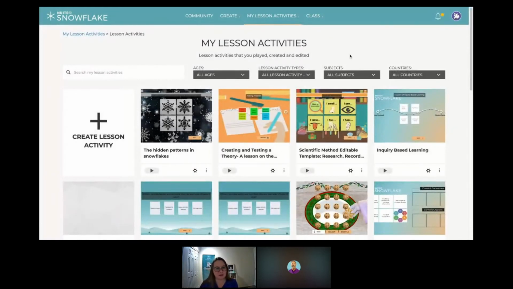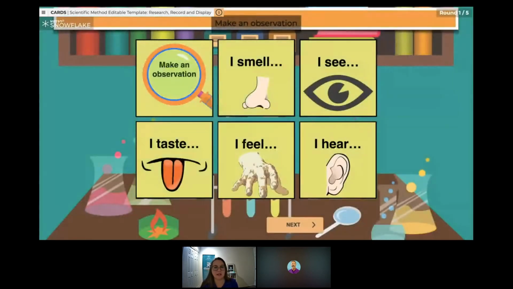A lot of inquiry-based learning follows that idea of the scientific method. So I want to share this one lesson. This would be great, obviously, for a science classroom, but this could also be modified in many different ways, depending on what you teach and the level of your students. This can be searched in our Snowflake community. It's titled Scientific Method, Editable Template, Research, Record, Display.